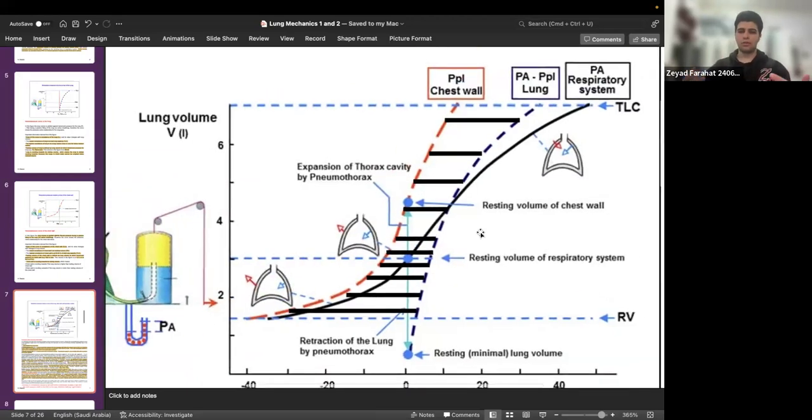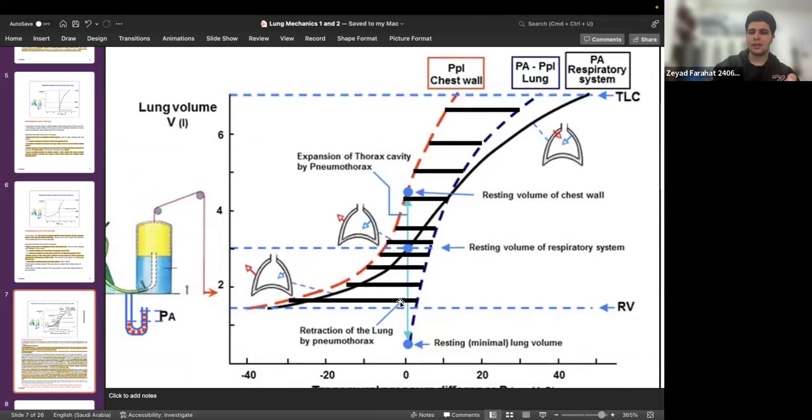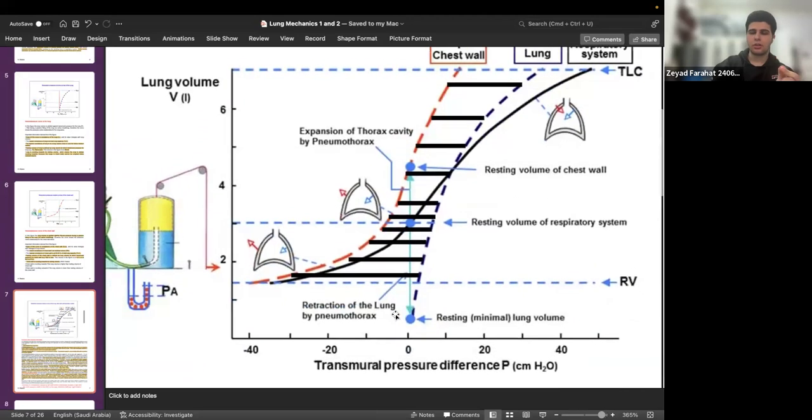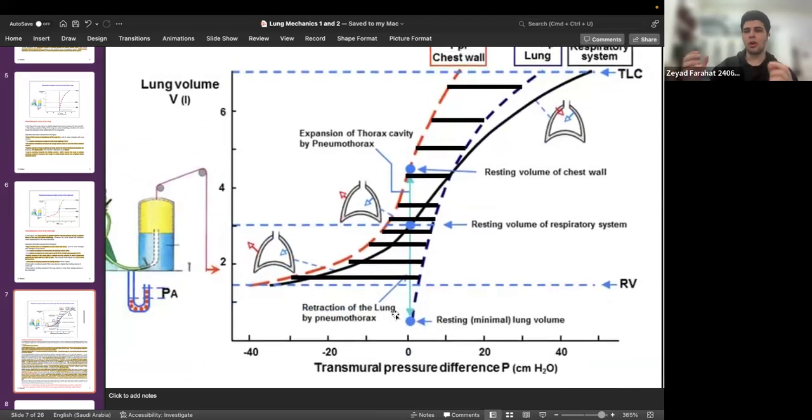What you need to get out of this is basically you have one up, one down, and they meet in the middle. So this one wants to decrease, this one wants to increase, and they meet at the middle, which is called the FRC. And this is exactly where the alveolar pressure is equal to 0, because it's equal to the barometric pressure, or the atmospheric pressure.